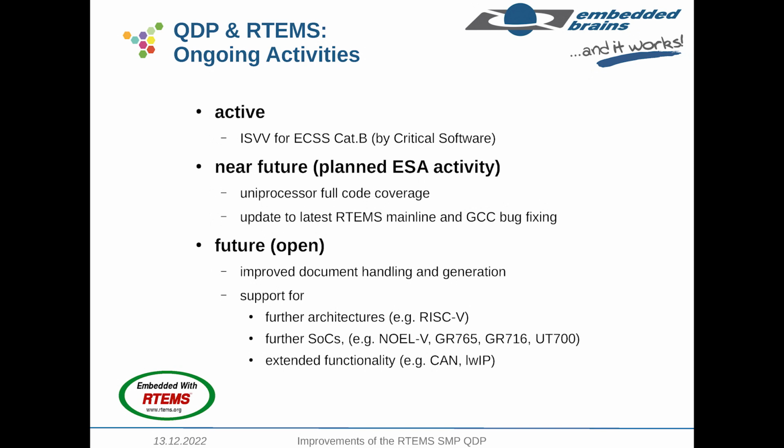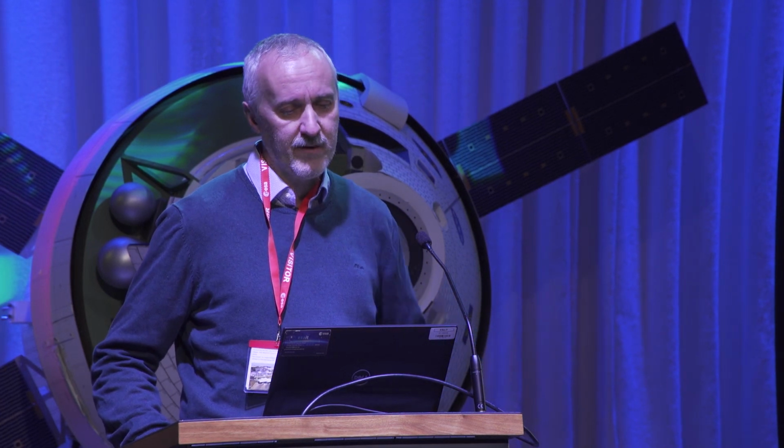So what are the ongoing activities? Currently, critical software is busy doing an independent software verification to lever the existing QDP to ECSS category B. And I think there is also some architecture work involved with that. So I'm quite curious on the outcome of that and when the results of that activity will be available.